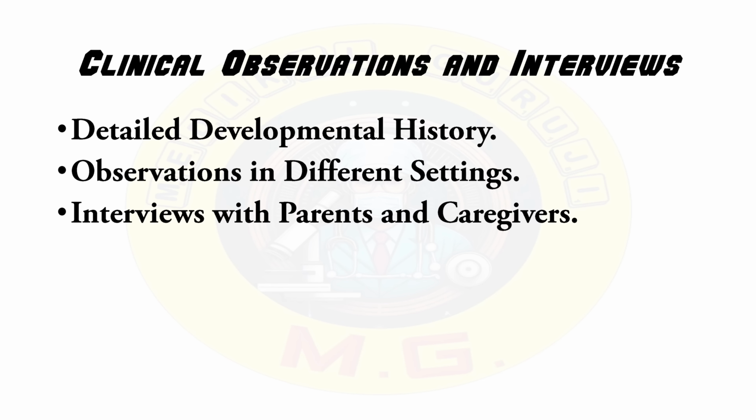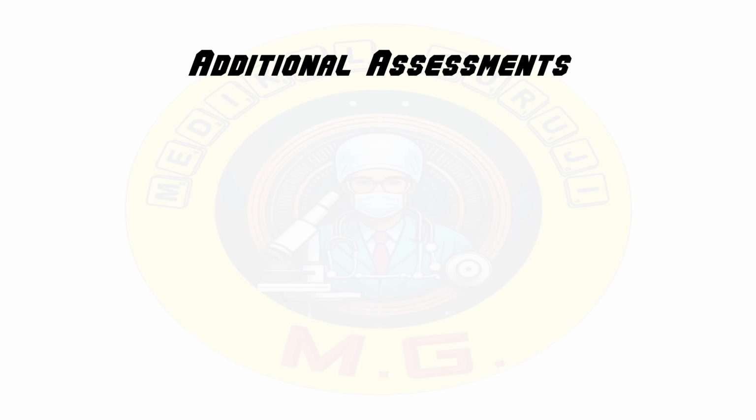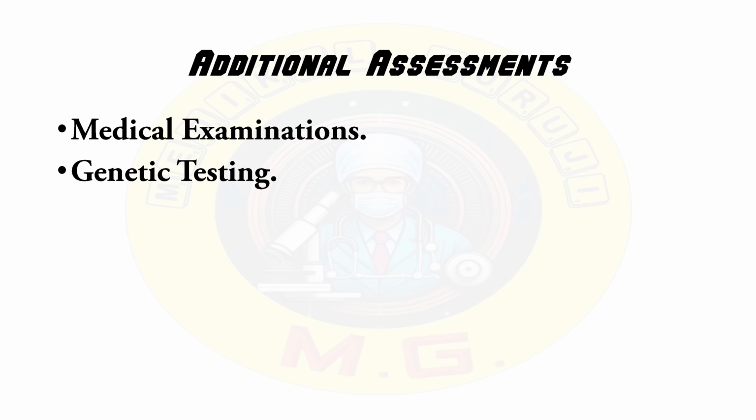Additional assessments should be done, like a medical examination to rule out any underlying medical condition that may be contributing to intellectual disability. Genetic testing: if a genetic disorder is suspected, genetic tests can be performed to identify the specific genetic abnormality. And neuroimaging: in some cases brain scans can be used to identify structural and functional brain abnormalities. These were the different tests for diagnosing mental retardation or intellectual disability.